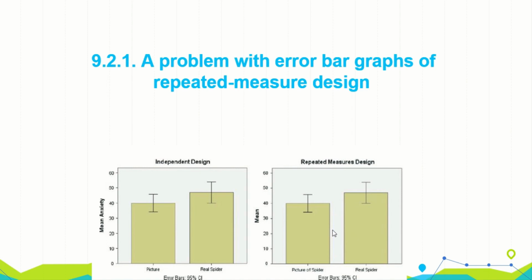This similarity reflects the fact that when you create an error bar graph of repeated measures data, SPSS treats the data as though different groups of participants were used. In other words, the error bars do not reflect the true error around the means of a repeated measures design. Fortunately, we can correct this problem manually, and that's what we will discover now.